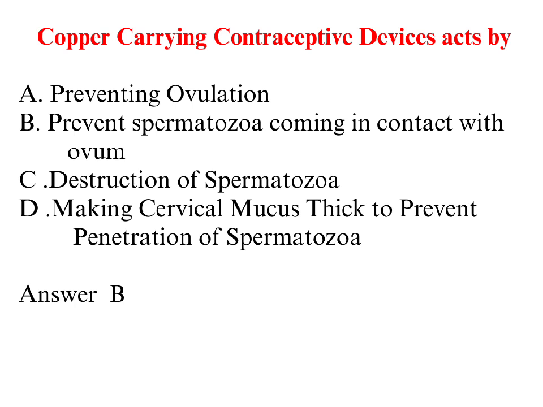It is having copper. ఓకే, ఈ క్వశ్చన్ ఏం అడుగుతున్నారంటే ఈ కాపర్ కాంట్రాసెప్టివ్గా పనిచేస్తుందా, క్యారీ చేస్తుందా అని అడుగుతున్నారు. అది ఆన్సర్ ఏ, ప్రివెంటింగ్ ద ఓవులేషన్ని ప్రివెంట్ చేస్తుందా ఈ కాపర్, లేదా బి, ప్రివెంట్ ద స్పర్మటోజోవా కమింగ్ ఇన్ కాంటాక్ట్ విత్ ద ఓమ్, లేదా సి, డిస్ట్రక్షన్ ఆఫ్ స్పర్మటోజోవాని డిస్ట్రక్ట్ చేస్తుందా, డి, మేకింగ్ సర్వైకల్ మ్యూకస్ థిక్ టు ప్రివెంట్ ద పెనిట్రేషన్ ఆఫ్ స్పర్మటోజోవా. దీన్ని ఏమైనా థిక్ చేస్తుందా సర్వైకల్ మ్యూకస్ని. ఆన్సర్ దీస్ ఏ, సి అండ్ డి ఈస్ నాట్ కరెక్ట్ ఆన్సర్స్. బి ఈస్ కరెక్ట్ ఆన్సర్. దట్ ఈస్ ప్రివెంట్ స్పర్మటోజోవా కమింగ్ ఇన్ కాంటాక్ట్ విత్ ద ఓమ్.